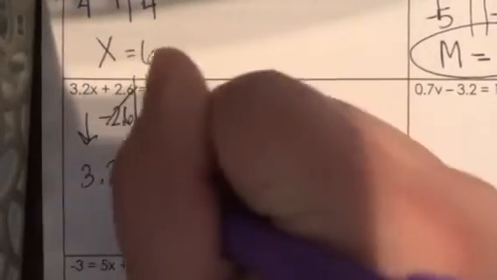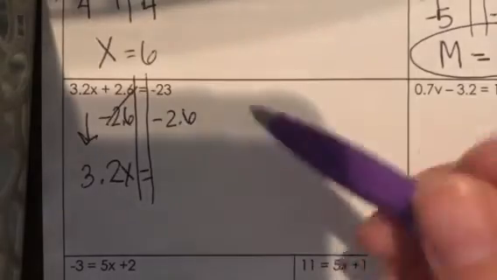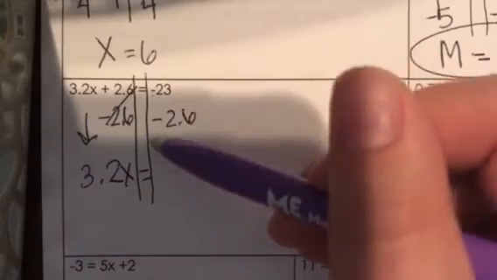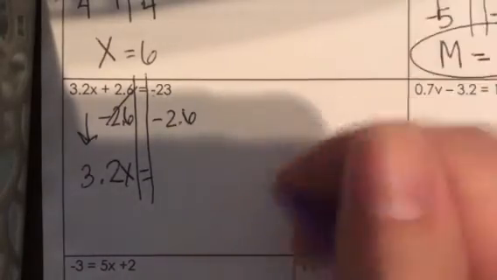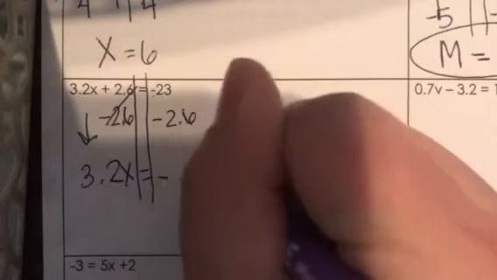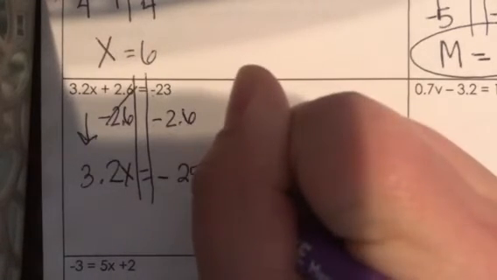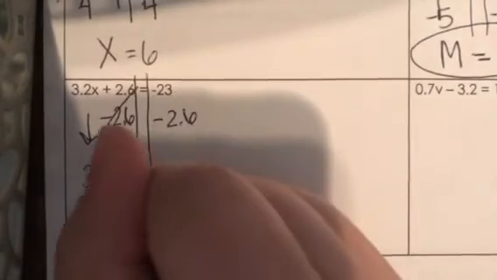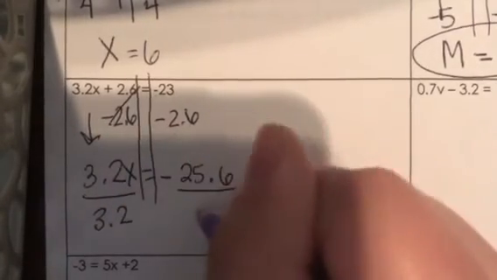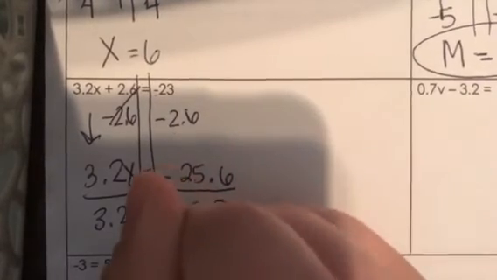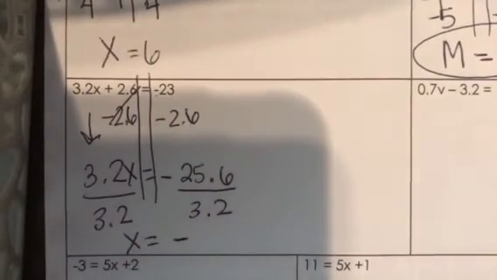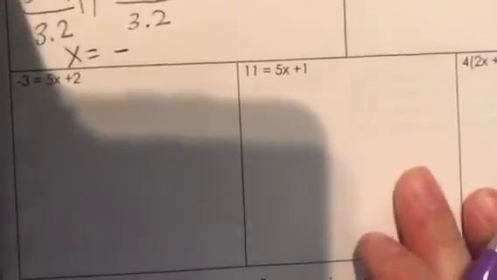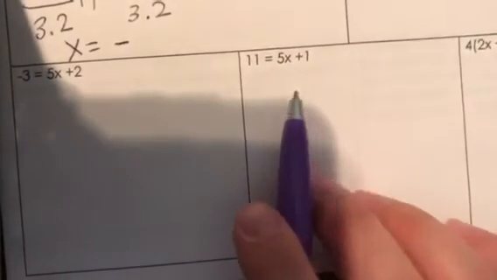I have 3.2x is equal to, well, if you go through, negative 23, and I take away 2.6 more, I'm going to be at negative 25.6. You would then go through and divide by 3.2. Make sure that you know your answer is going to be negative, guys. Alright. Last one we're going to do like this. Nope, one more after that.